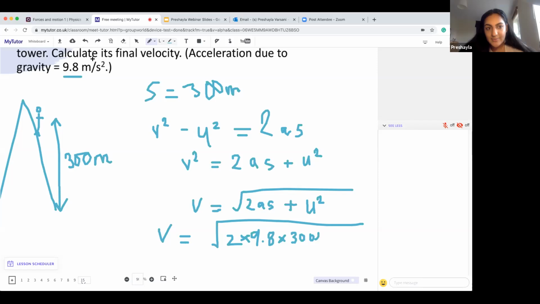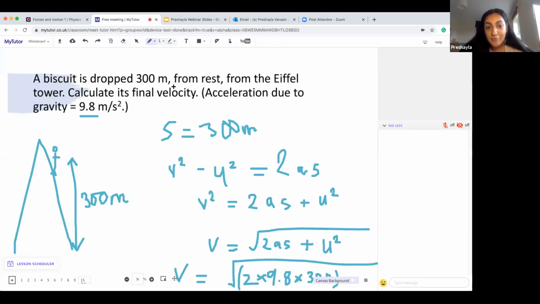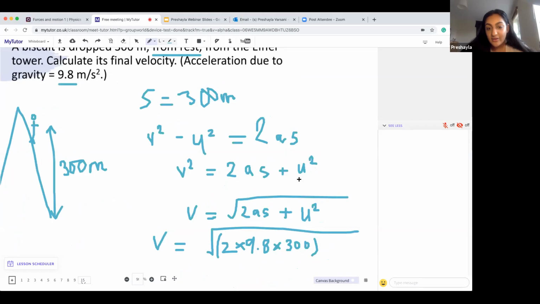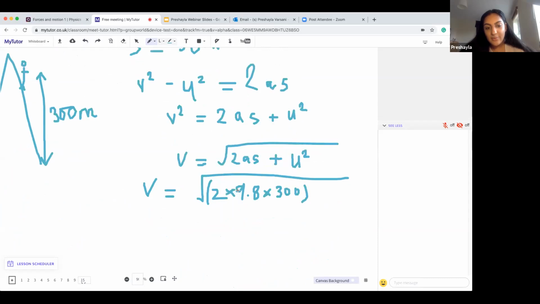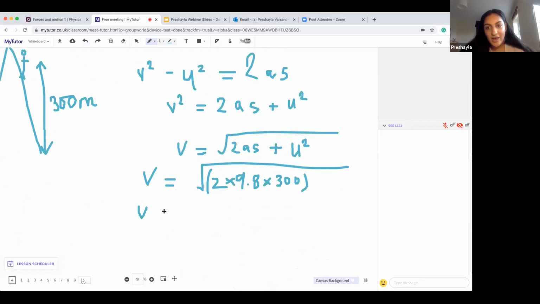plus u squared. Now, u is the initial velocity, but because the biscuit is dropped from rest, the initial velocity is just 0. So it's just plus 0 squared, which is obviously the same as doing absolutely nothing. So we'll just get rid of that. So now we have v is the square root of 2 times 9.8 times 300.